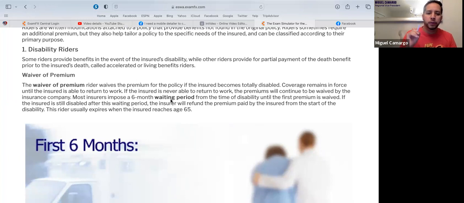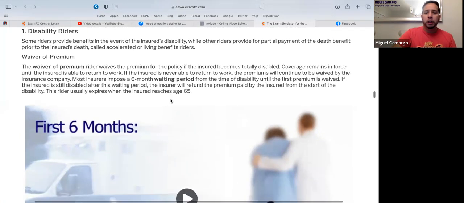After 6 months, if someone is totally disabled, they will refund you the last 6 months of your premiums. And then your policy is free until you can go back to work. And if you can never go back to work, your premiums are paid. That's all you need to know about waiver of premium. Just to clarify, 6 month waiting period, totally disabled, reimbursement of your policy after 6 months if you're still disabled. Then your policy is free.